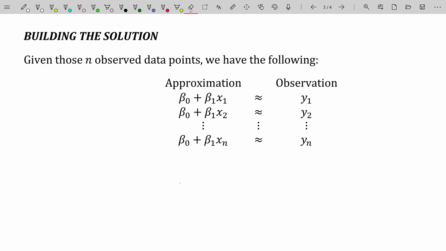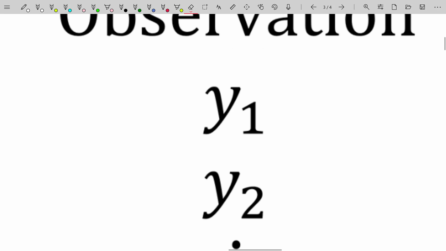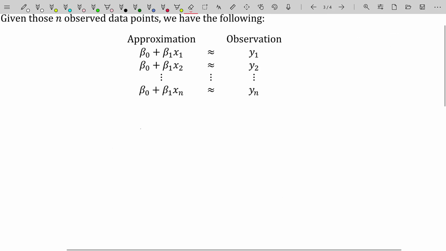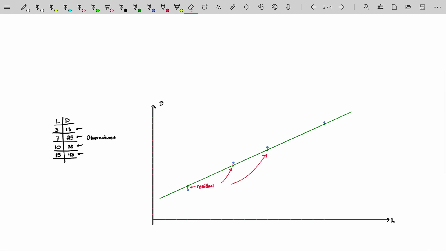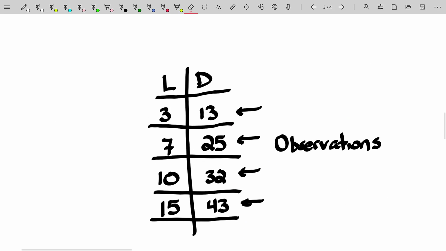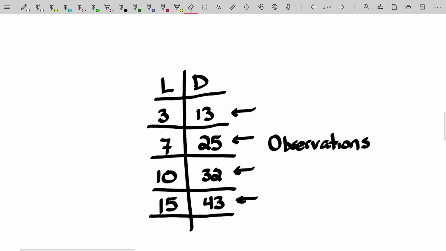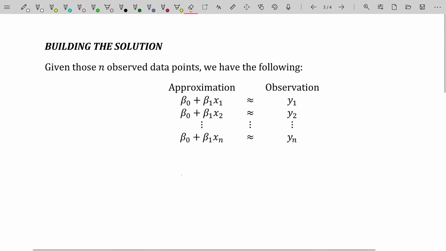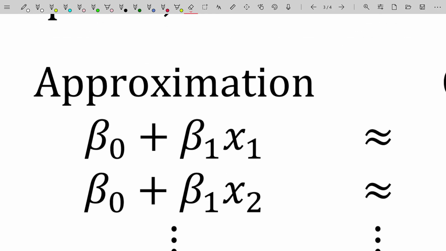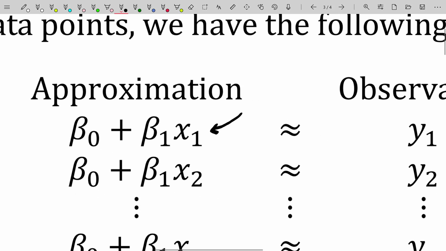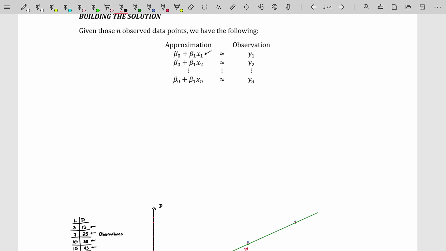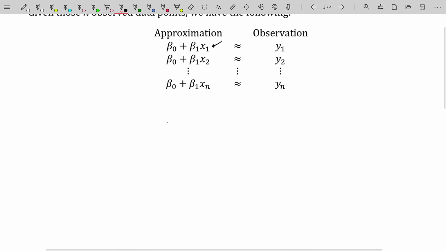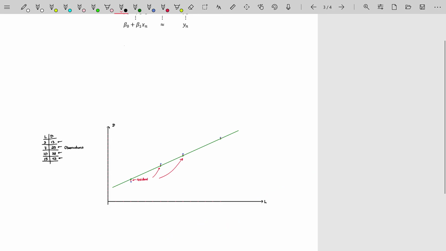We observed that at x sub 1, the output was y sub 1. Or in the case of our D&D example, we observed that when a character was level 3, the damage on average was 13 points of damage per round. Of course, that's just an observation. That doesn't fit our line at all. So we know that our line evaluated at level 3, for example, is not exactly going to give us a damage output of 13 points. It's approximately that, but it's not exactly that.